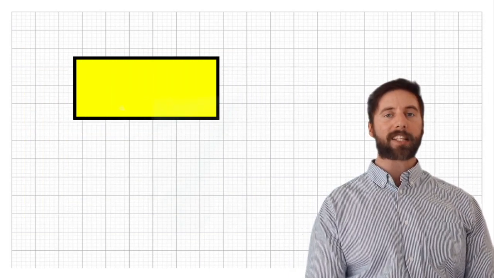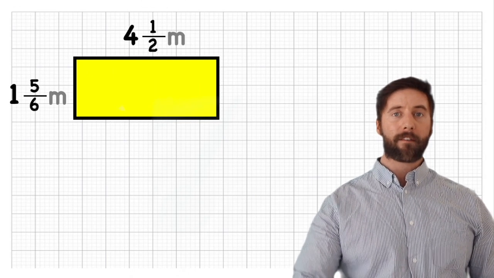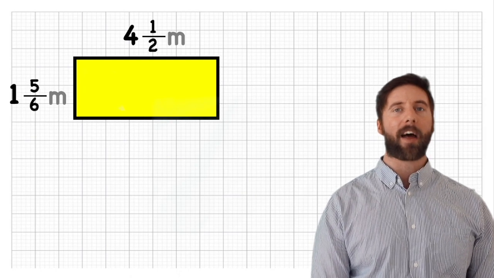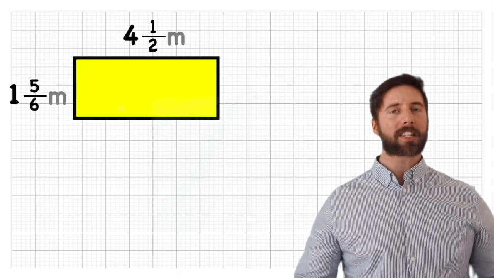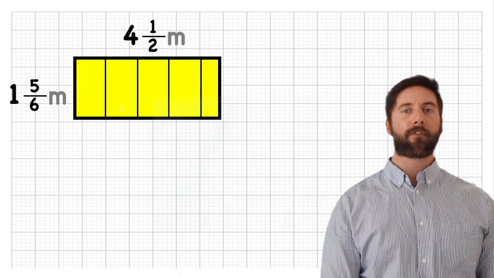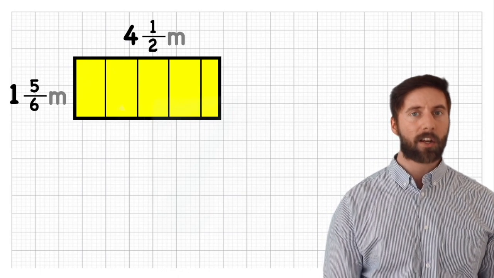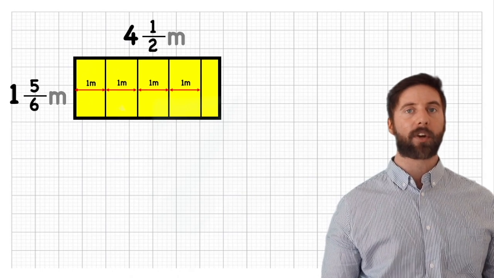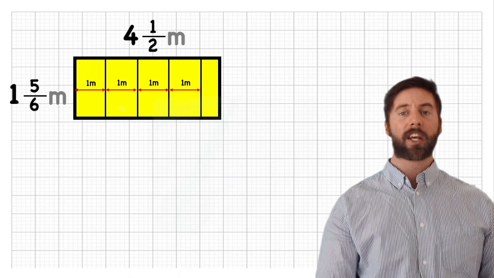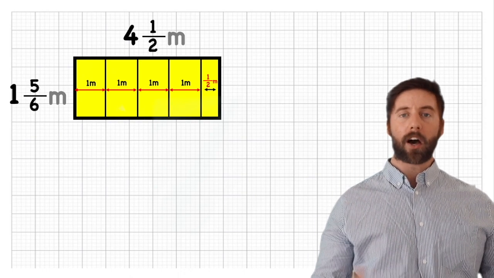Let's have a go at a rectangle with sides of 4.5 meters and a width of 1 meter and 5/6. Okay, well what does that mean? Let's try and break it down a little bit. So looking at the top length of 4 meters and a half a meter, that means we're going to be cutting our rectangle into 4 equal meter width columns going across. And then the last column is only going to be half a meter.